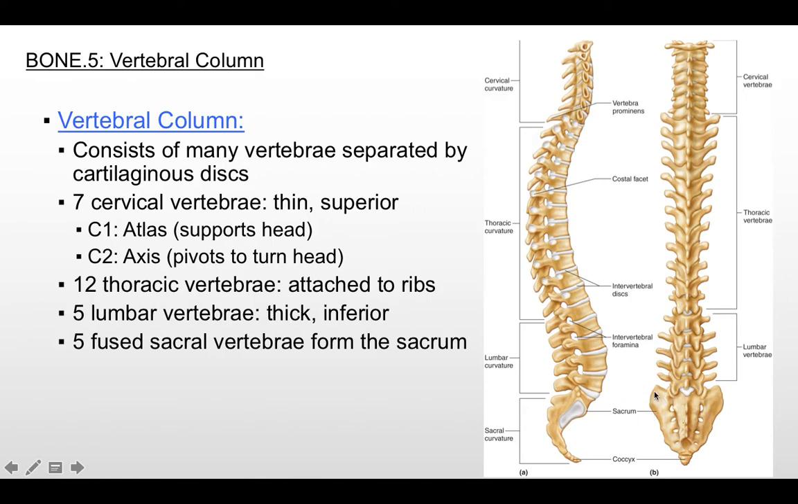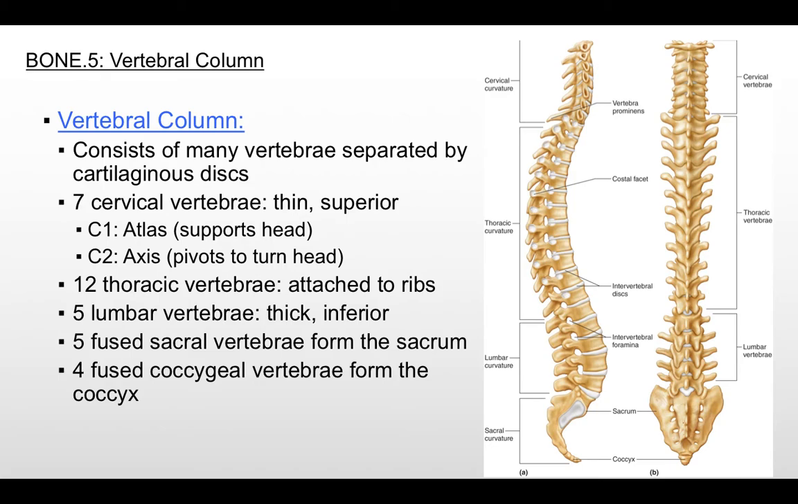Down below, we have 5 fused sacral vertebrae. So you can see little holes in here. That's because these used to be independent vertebrae in our ancestors, and they have since fused in humans to form one solid bone down there. And so it's called the sacrum, but it's made of 5 vertebrae.